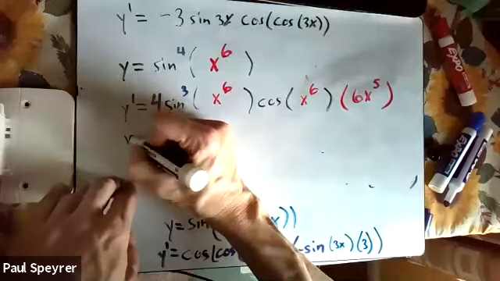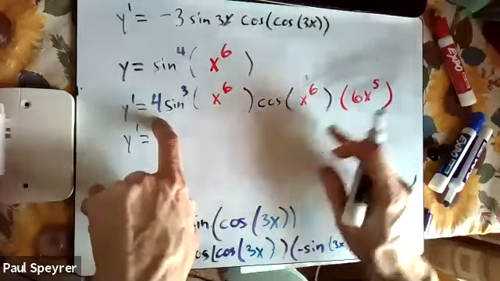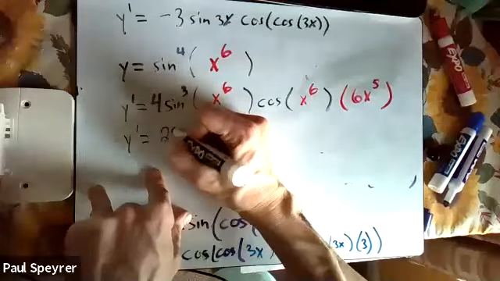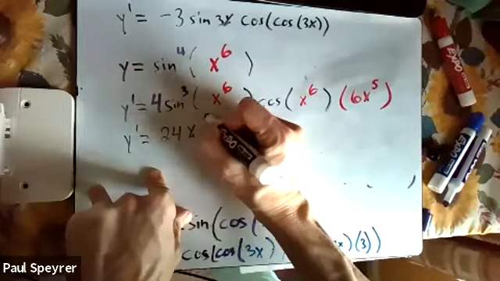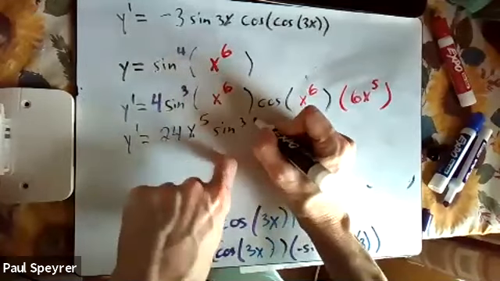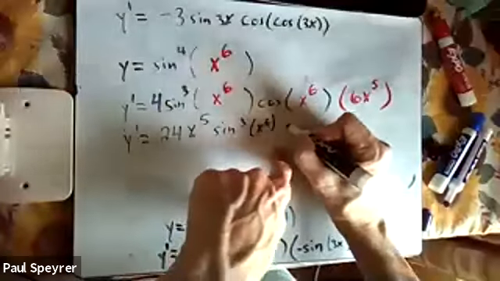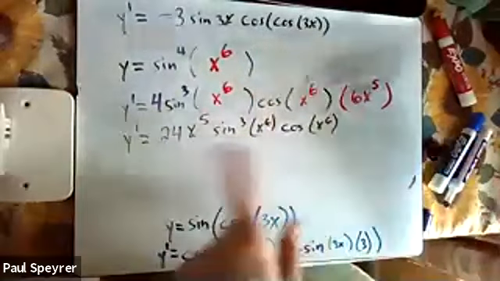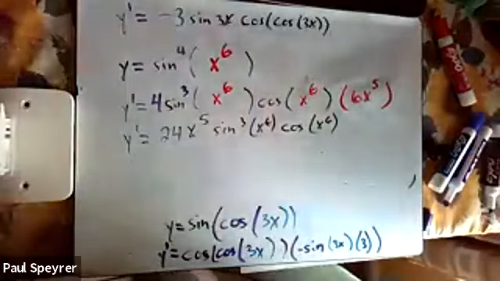And then to clean it up, well, we could say, oh, 4 times 6x to the 5th. That's 24x to the 5th, sine cubed of x to the 6th, and then cosine of x to the 6th, like that. And there is your answer.